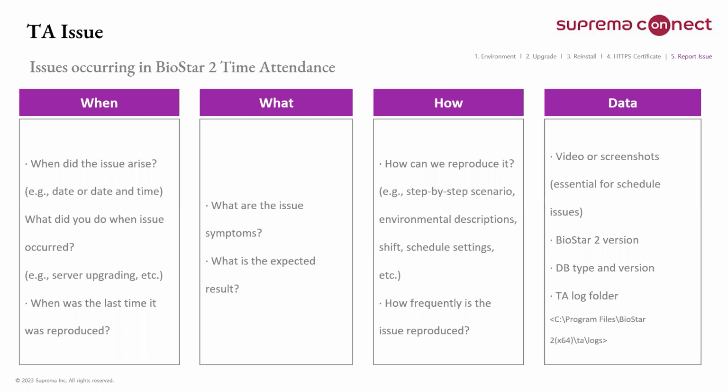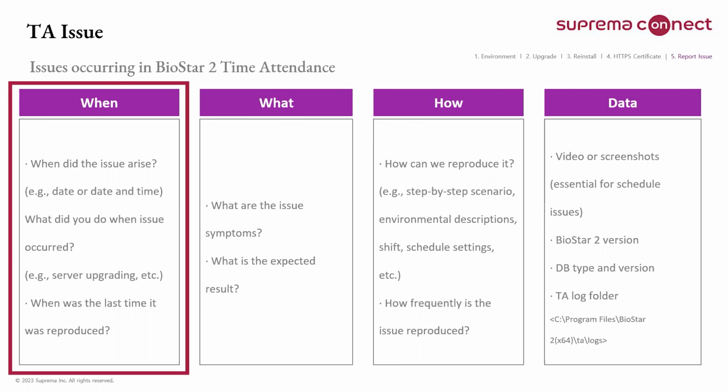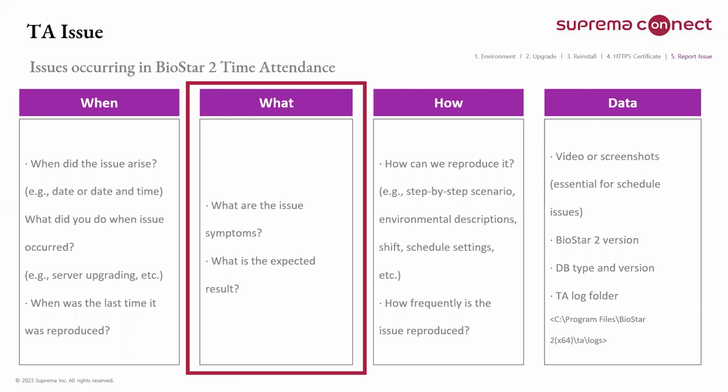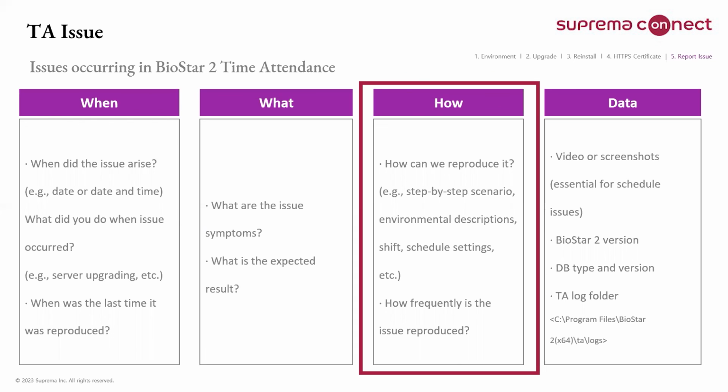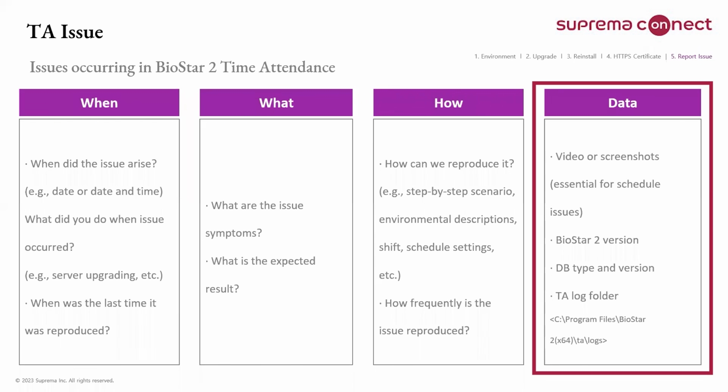If your issue is a BioStar 2 TA issue, what information should you send? It is similar to the previous one, but let's look at it again. When did the issue arise? What did you do when the issue occurred? When was the last time it was reproduced? Second, what? What are the issue symptoms? What is the expected result? Third, how? How can we reproduce it? How frequently is the issue reproduced? The data: video or screenshots.